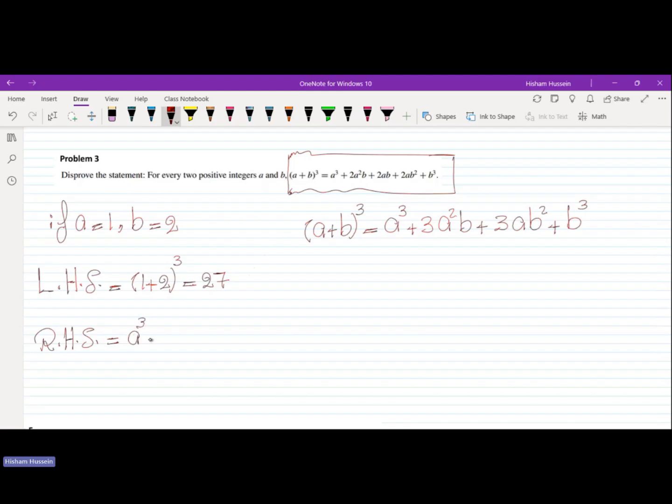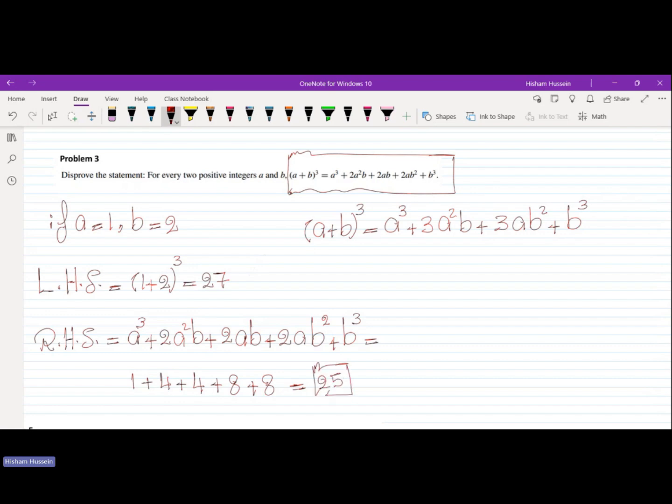The right hand side is a to the power 3 plus 2a squared times b plus 2a times b plus 2ab squared plus b to the power 3. Okay, so a is 1, plus a squared times b. Here it's 2 times 2, this is 4, plus 2 times a times b, this is 4, plus 2 times a times b squared, this is 8, as here b to the power 2 is 2 to the power 2, this is 4, 4 times 2 is 8, plus b to the power 3, this is 8. This equals 16 plus 4, it's 20, 20 plus 5, this is 25.